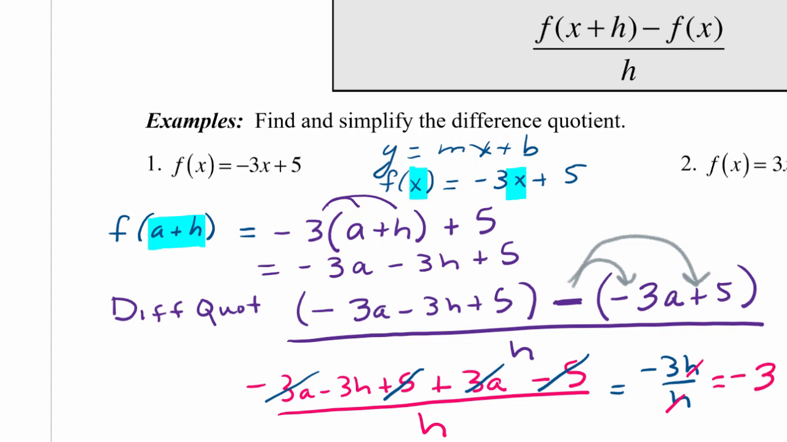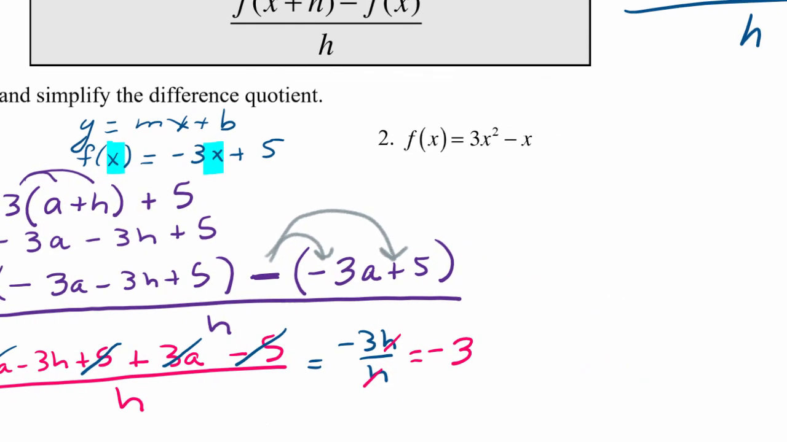You see how we did that? So again, we replaced x with a plus h first, and then did some algebra work, and from that we subtracted f of a, and then did some distributive work, and we combined like terms and divided by h and got our final result. Let's go now to the quadratic.